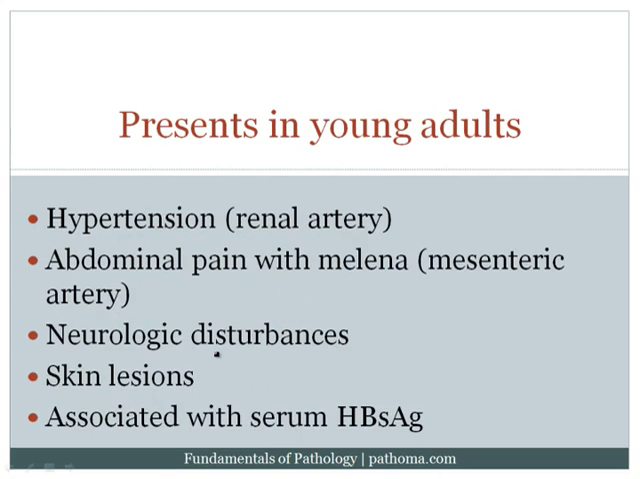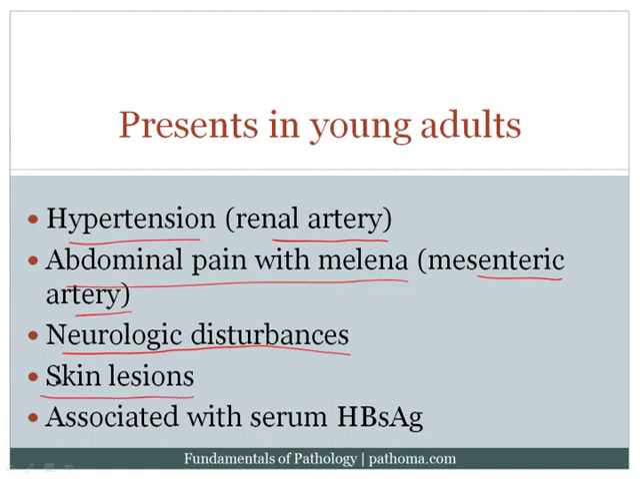Now this presents in young adults, and depending on the different vessel that's involved, you're going to have different signs. For example, if the renal artery is involved, the patient may get hypertension. If the mesenteric artery is involved, the patient will have abdominal symptoms such as abdominal pain with melena. Of course, if the CNS is involved, we'd have neurologic disturbances, etc. And so these are some of the classic findings in these disorders. It's usually a young adult with hypertension, abdominal pain with melena, neurologic disturbances, and skin lesions.